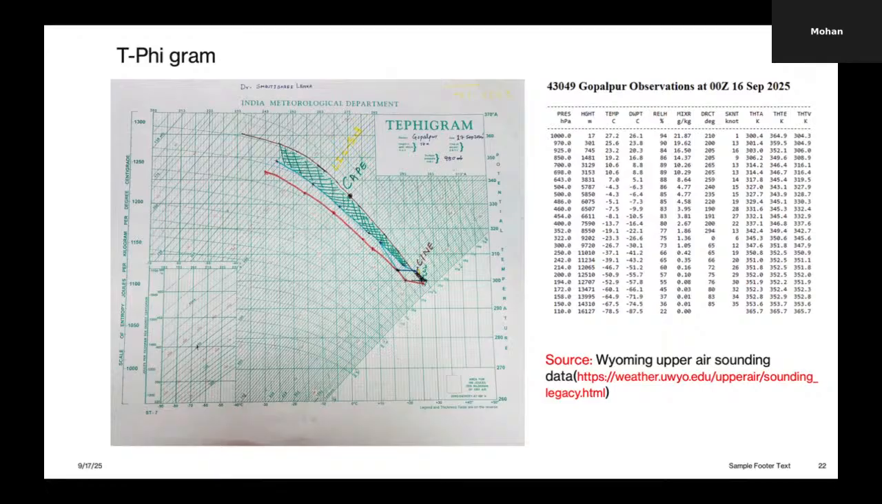So they used to see the aspect ratio of the area between these two curves, and based on that they used to give a nowcasting of any thunderstorm or any event based on the T-phi gram analysis in the earlier IMD department. Now there is software, so they do that.